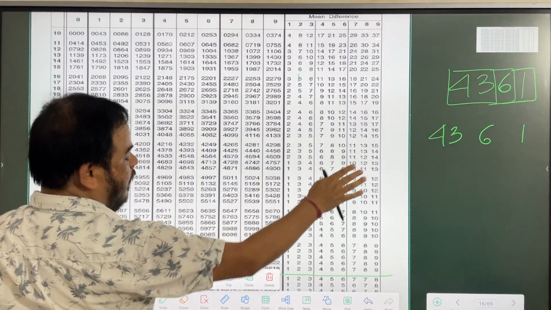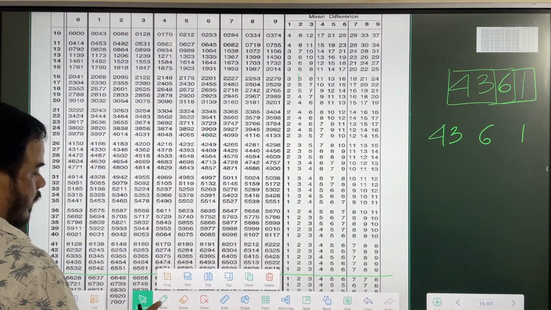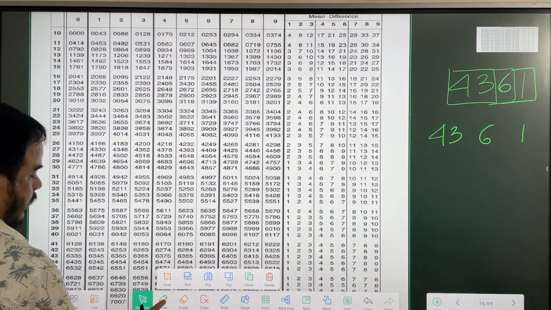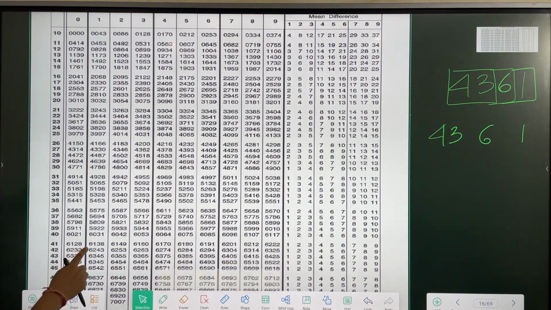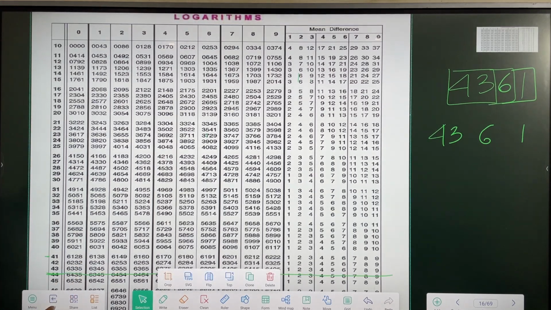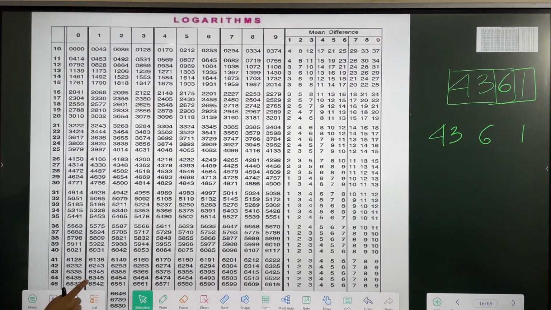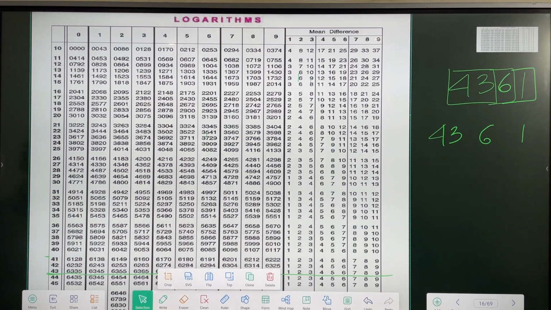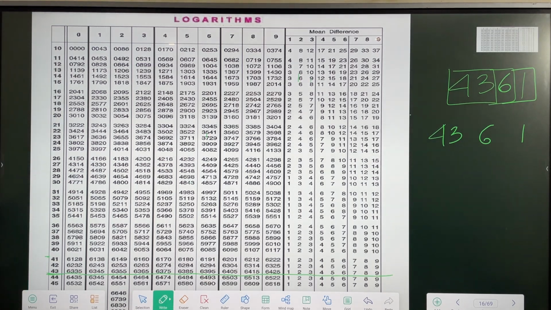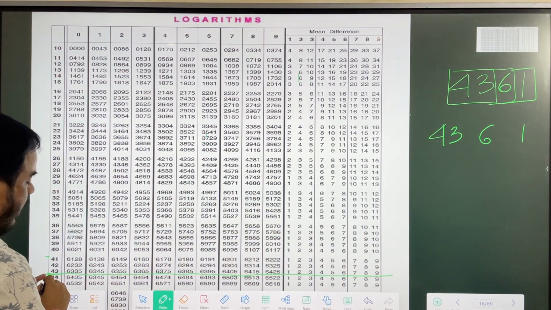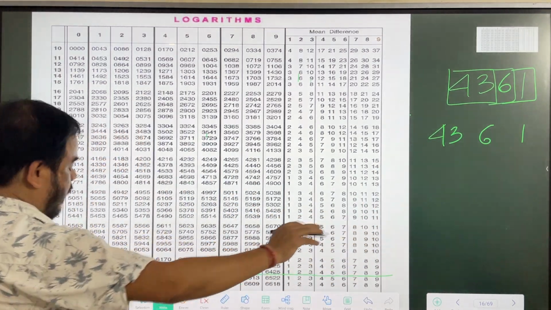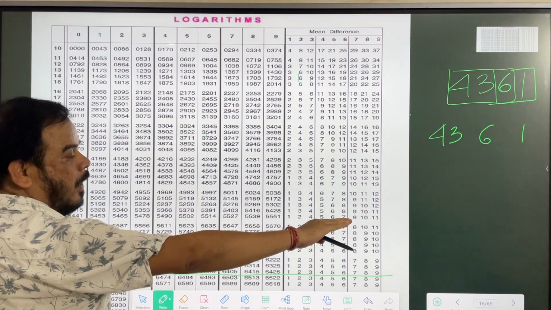So this part is called mean difference. This is 43. I hope it is visible to all of you. So 43 I have marked, and I have marked a line till then. That row I have marked.